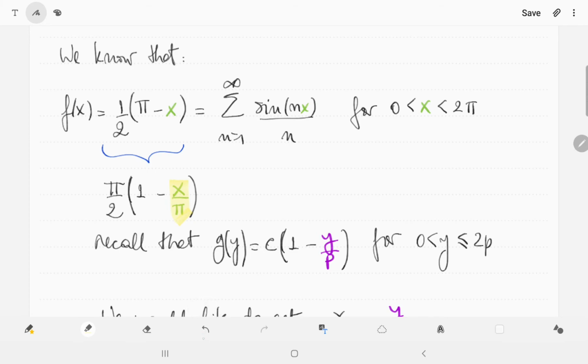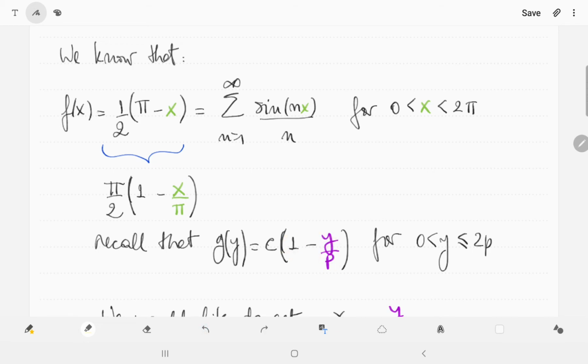And now we notice that we are being similar to g, because it was like 1 minus x over p instead of pi, and there was a constant here, c. So here is the expression of g, and we changed the variable just to work better here in the exercise. So it was this constant c, 1 minus y over p.